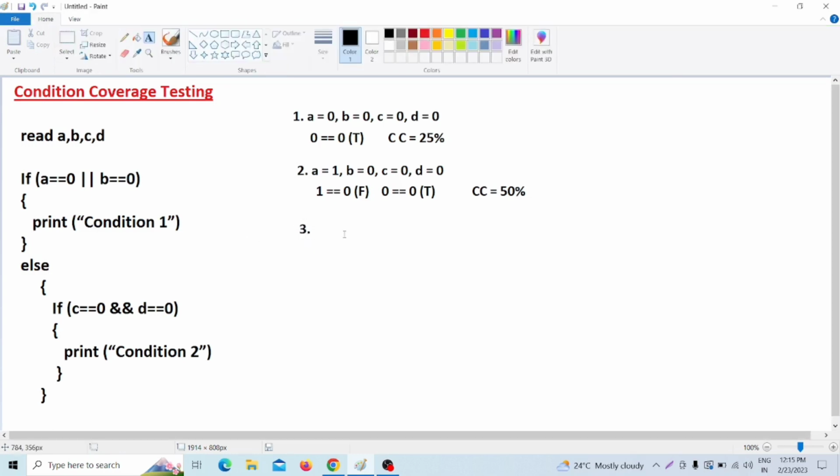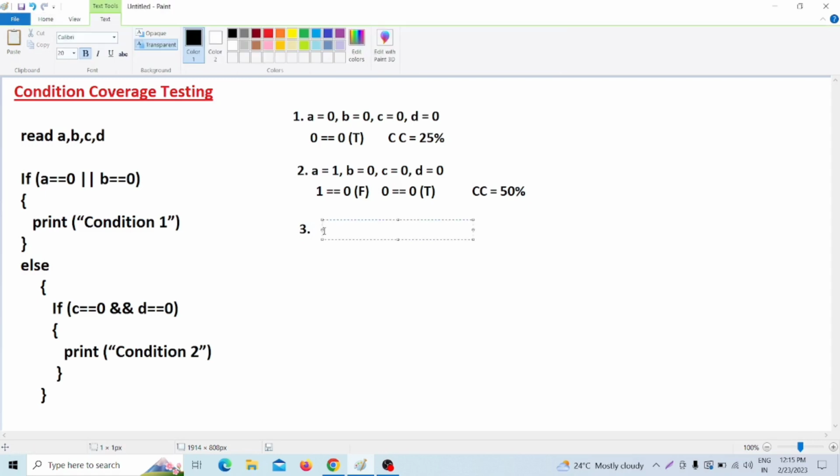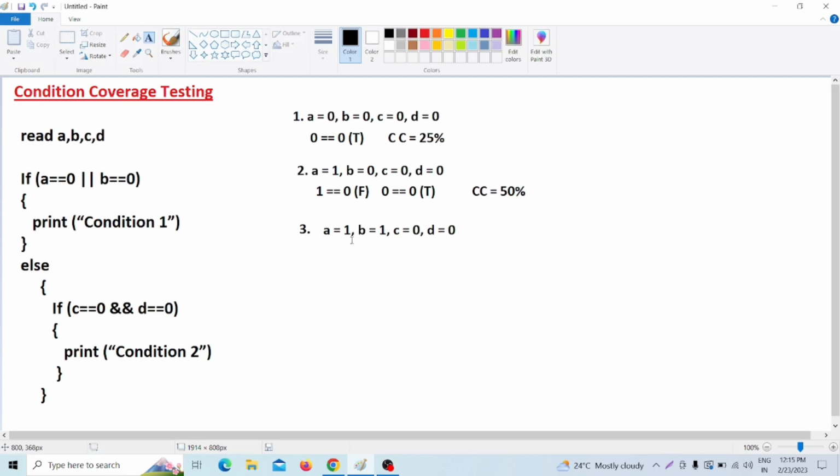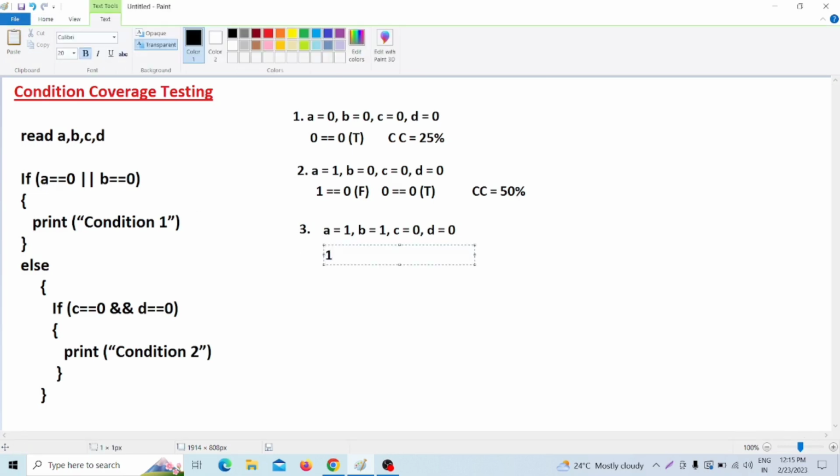In this example, I am taking the values A equals 1, B equals 1, C equals 0, D equals 0. Now what will happen? A equals 1, so 1 equals 0 gets the false value. Then the control goes to the next condition, b equals 0. That means b value is 1. So here also 1 equals 0.